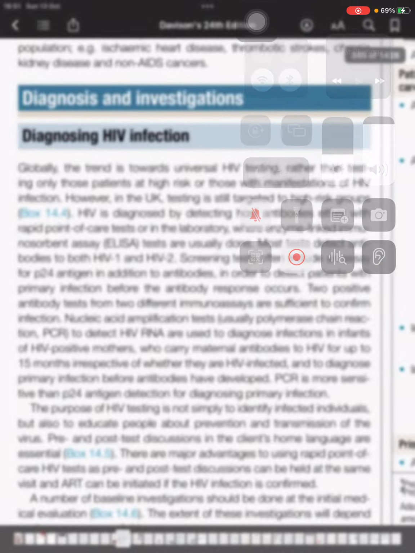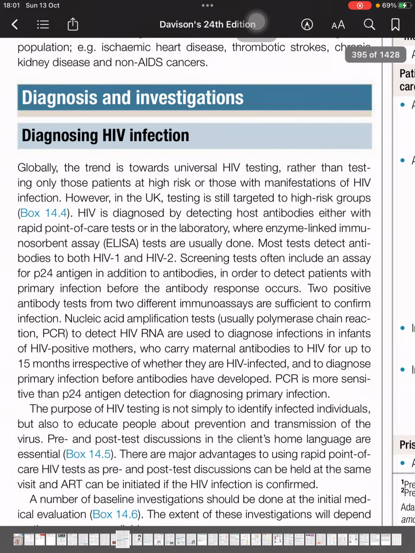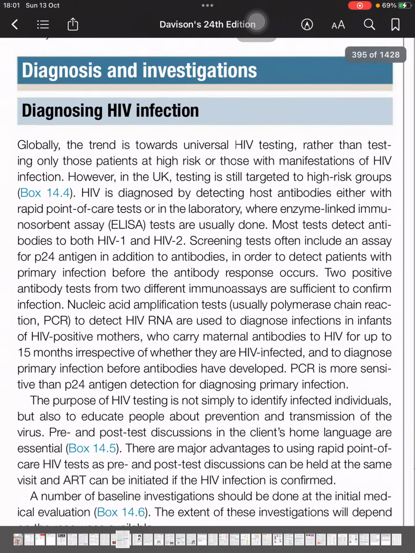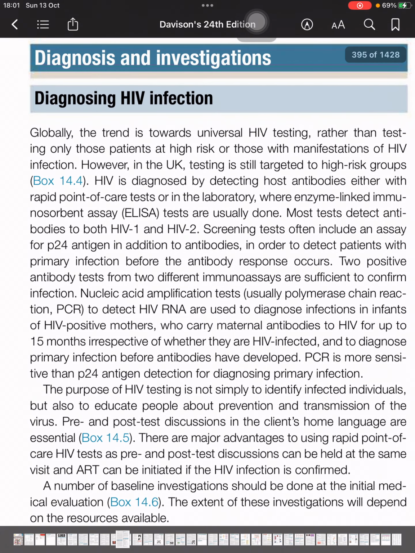Okay. This is the diagnosis and investigations of HIV. Globally, the trend is towards universal HIV testing rather than testing only those patients at high risk or those with manifestation of HIV infection. However, in the UK, the testing is still targeted to high risk groups.